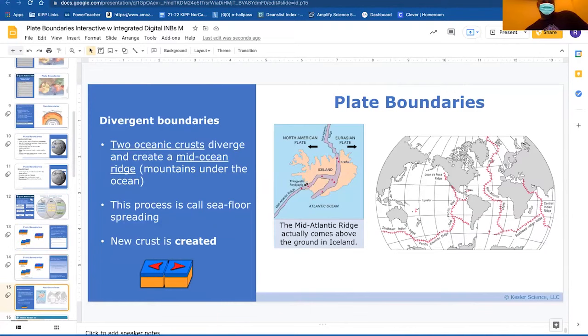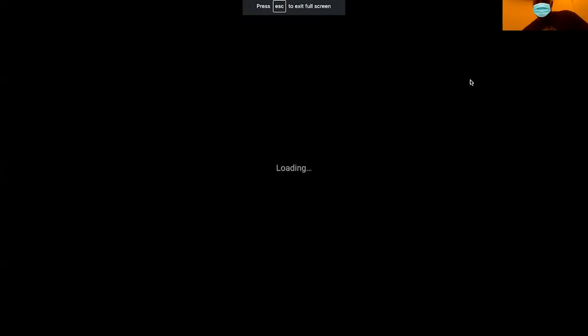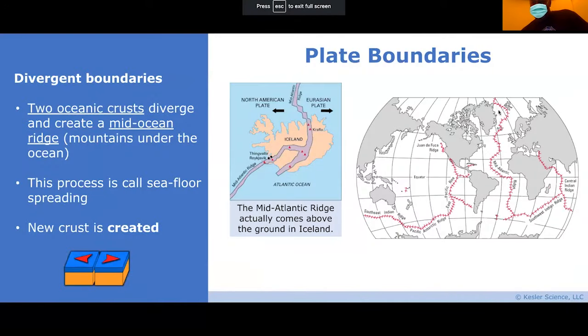Divergent boundaries. Two oceanic crusts diverge and create a mid-ocean ridge. Diverge means they are pulling apart. They are going away from each other. And it creates a mid-ocean ridge, mountains under the ocean. This process is called seafloor spreading. New crust is created, and these are areas where there are ocean ridges, where seafloor is spreading and creating new crust. You've got it happening over here also. All right, there you go.